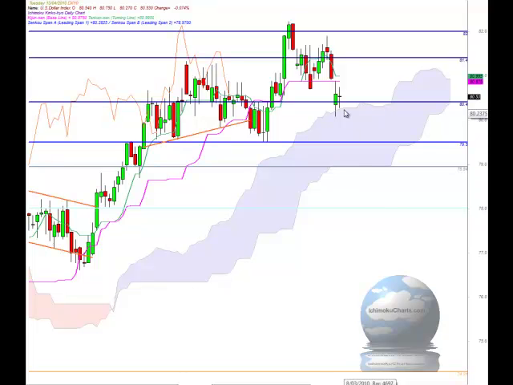So not a good market for us to trade in this time frame. Fairly strong resistance overhead, strong support below. We need to keep an eye on the high and the lows of the current candle.